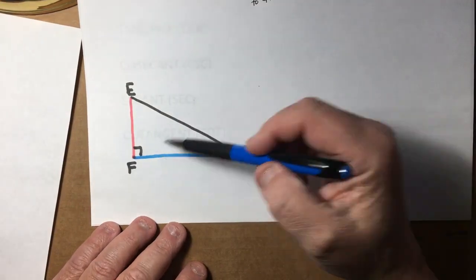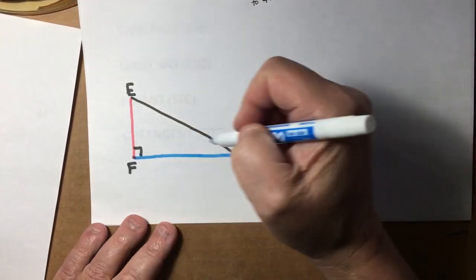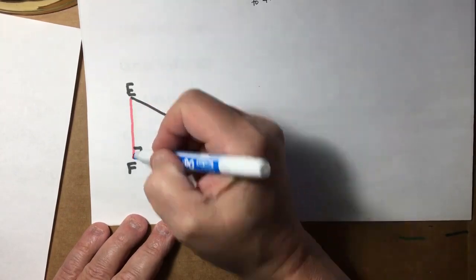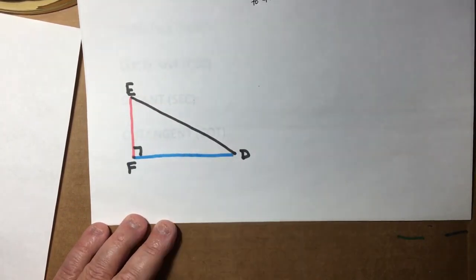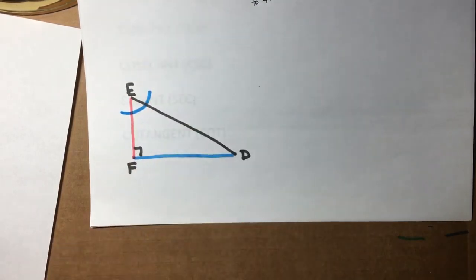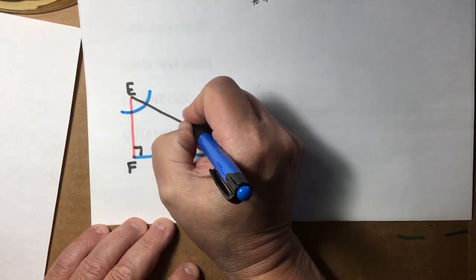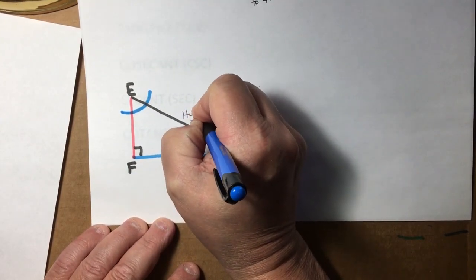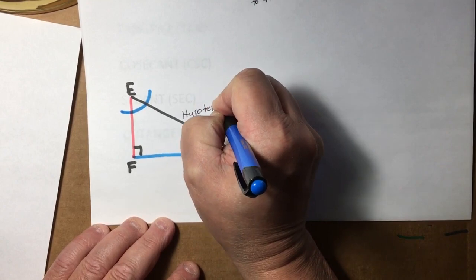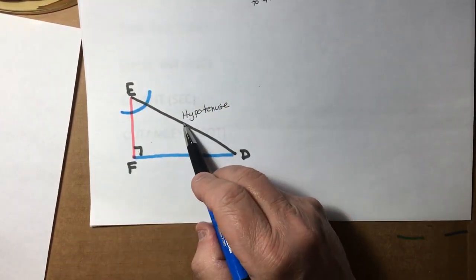Let's look at this triangle here. We have a right triangle, and we have angle D, E, and of course the right angle F. Okay? Here we're going to talk about angle E. Now, this side here is the hypotenuse. We can always spot that. It's the longest side of a right triangle. It's also opposite the right angle.